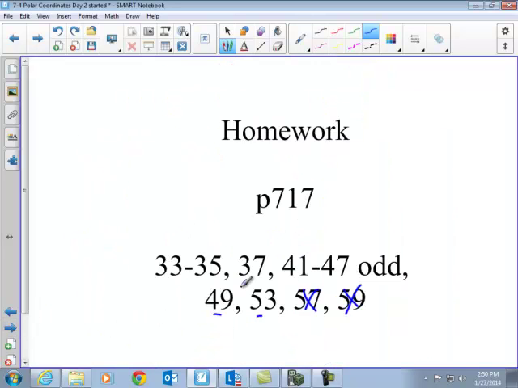Now on Thursday, you were given all of these except 57 and 59. So what I would like for you to do, and what I will be checking when we come back from this whole polar vortex extravaganza, I will be checking everything here. So in addition to what you've already done from page 717, do numbers 57 and 59.